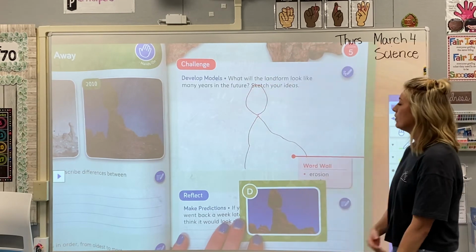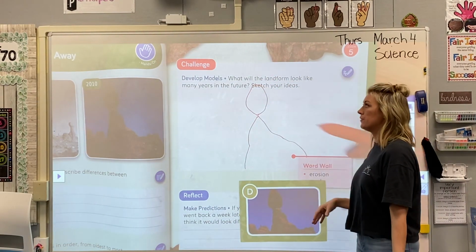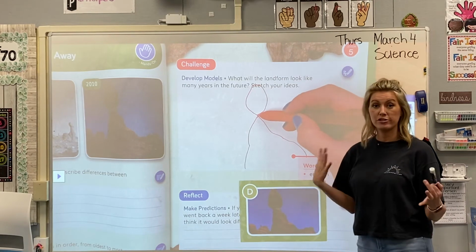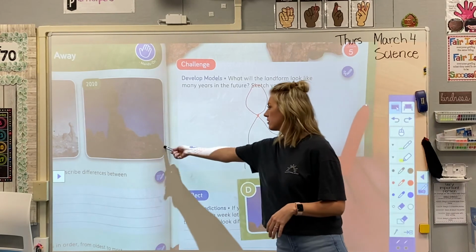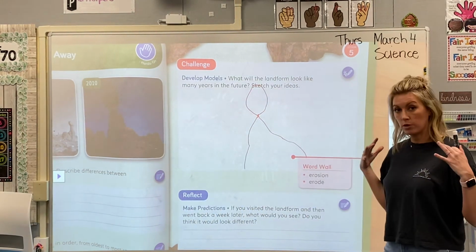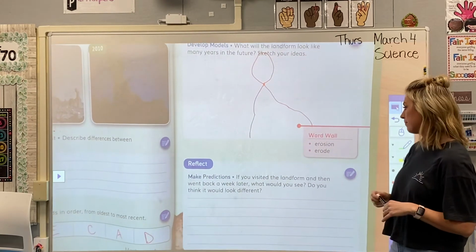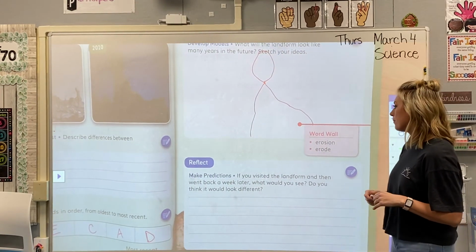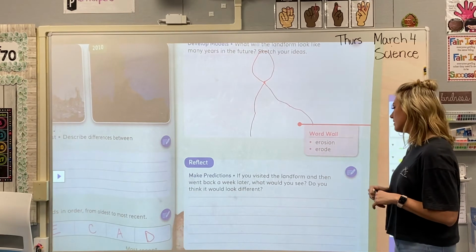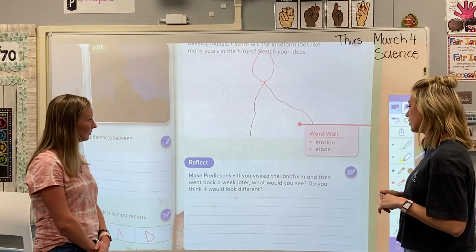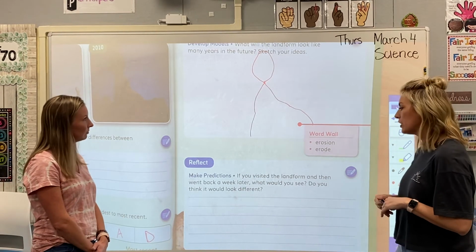All right, so you're just sketching your ideas. You don't even really have to write anything down. Just sketch what you think this is going to look like in the future when more time has passed and more wind has been hitting it. And finally, reflect. If you visited the landform and then went back a week later, what would you see? Do you think it would look different?